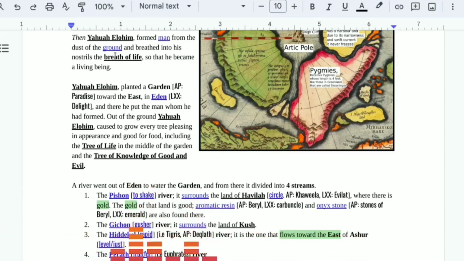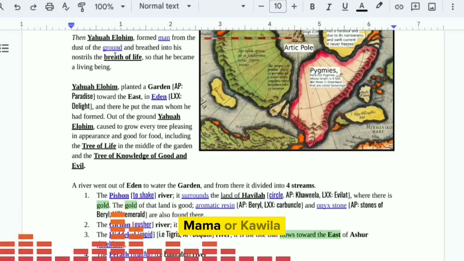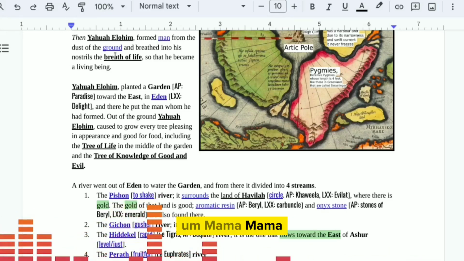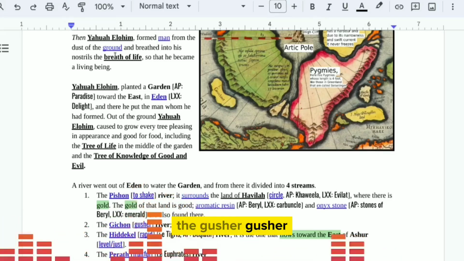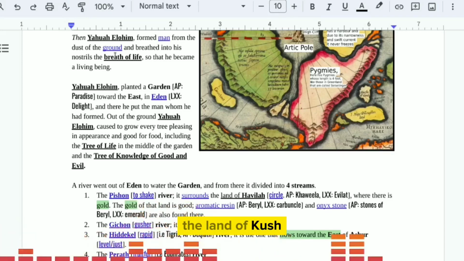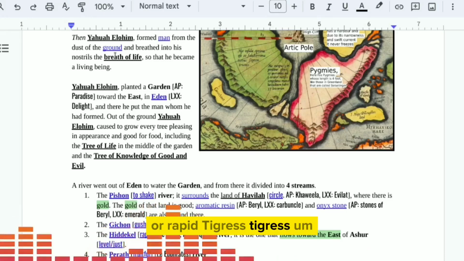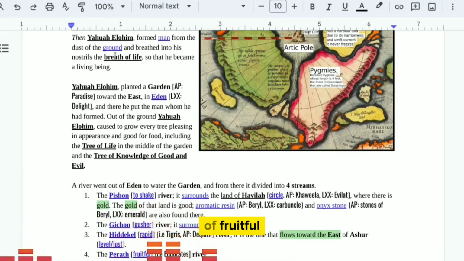The Pishon, the Sheikh River, it surrounds the land of Havilah, or Kawila, or Evilat, where there is gold. The gold of that land is good. Next one, the Gishon River, the Gusher, the land of Cush. The Hiddekel, or Rapid Tigris. It is the one that flows toward the east of Asher. The Pirath, fruitful Euphrates River.